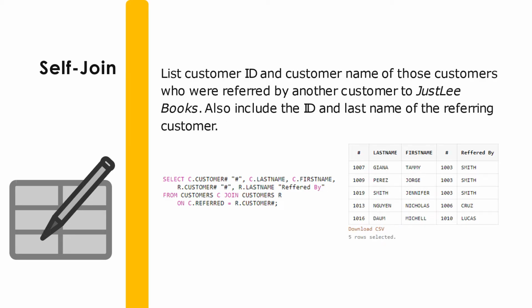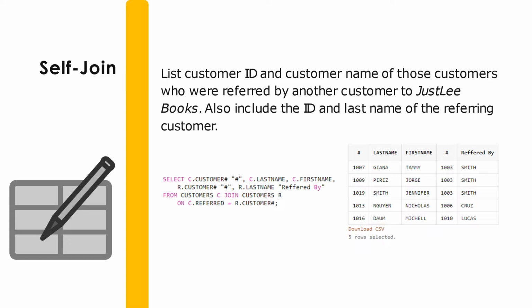In the Justly Books business model, we are interested in customer referrals. That is why for each customer in the customer table, we are also storing the customer number of the referring customer in the referred column. In this example, we would like to list the customer ID and customer name of those customers who were referred by another customer. We also want to include the ID and the last name of the referring customer.